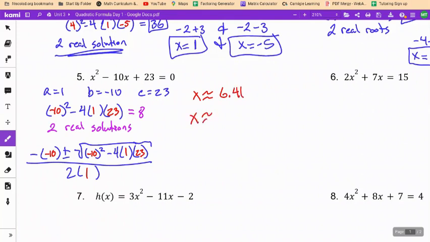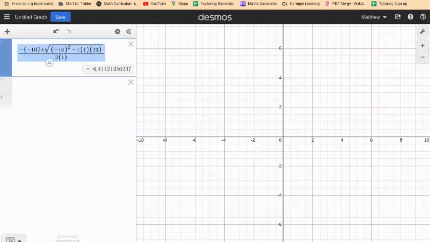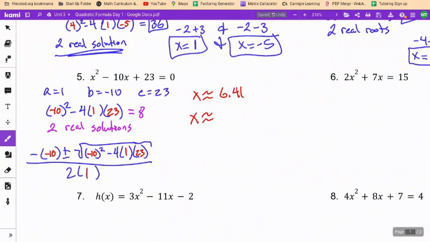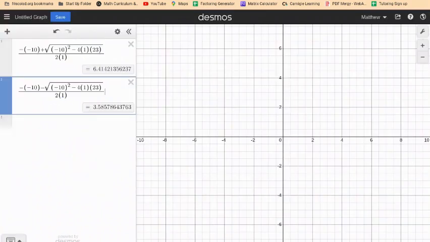And then I have to do this once again. Look, I take the exact same equation, and the only thing I change is the plus in front of the square root to a minus. That's how we get 2 solutions, and that's the only difference. My second answer is about 3.59. So as long as I understand how to plug this in, my calculator is a useful tool.